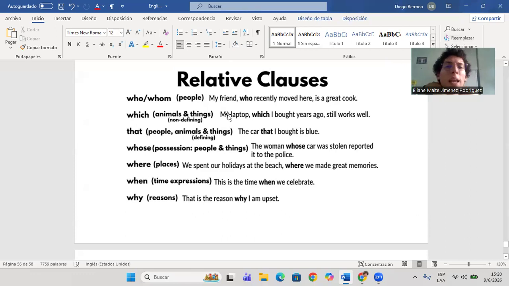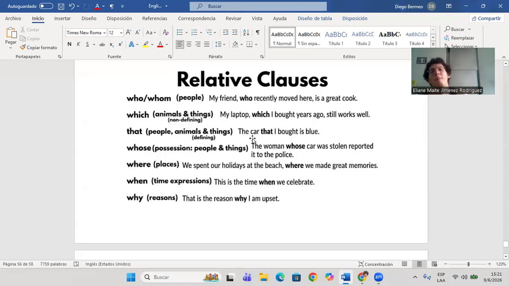The second one, my laptop, which I bought years ago, still works well. My laptop still works well. This is a non-defining one. It's between commas, and if you say my laptop still works well, it makes sense. It also sounds complete as well. It doesn't need any complement.